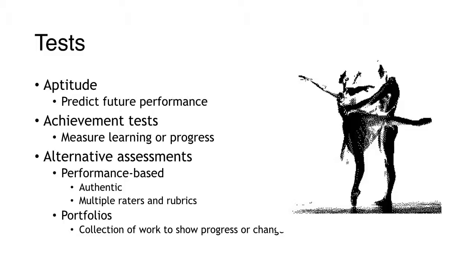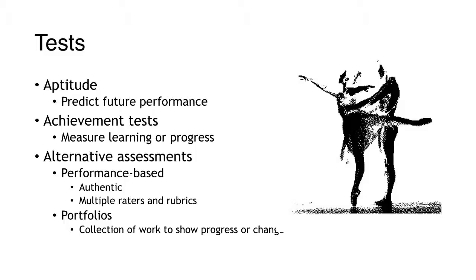Alternative assessments in the world of educational research applies to authentic types of tools for making cognitive measurements. Don't get mixed up with the way that we in Nevada refer to alternative assessments for students with special needs. They're not the same thing. That's a Nevada term. In educational research, we're talking about performance-based tools, such as projects or actual performances or challenges. And these require multiple raters and a rubric.